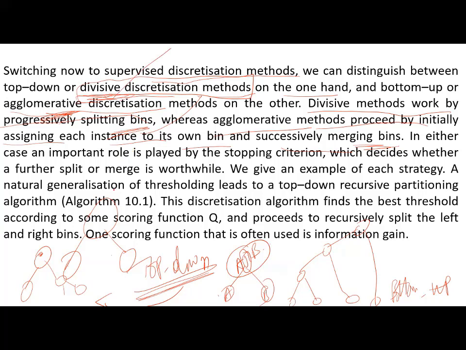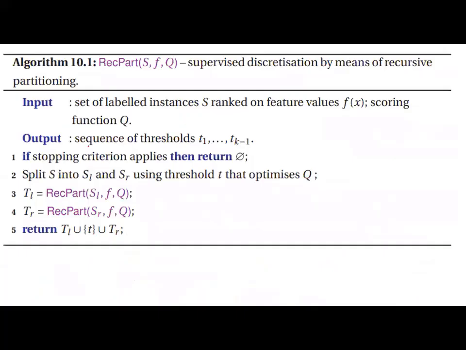And agglomerative means leaves first and then internal. That is called agglomerative. Now, top down we use recursion. Bottom-up is the other approach, right? Now, we give an example of each trend. A natural generalization of thresholding leads to the top-down recursive partitioning algorithm. Let us see the algorithm.